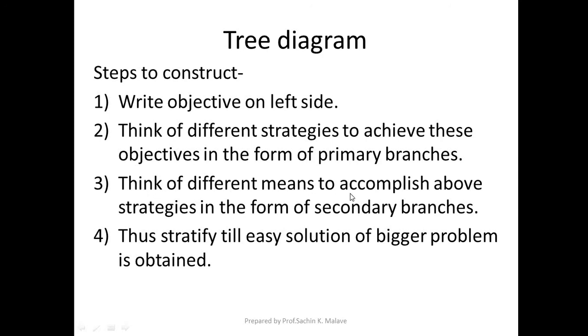Then think of the different means to accomplish the above strategies. Once strategies are decided, how we are going to accomplish these strategies should be written in the form of secondary branches. So we have written the secondary branches, isn't it? All secondary branches are written. You go on doing this, and stratify till an easy solution of the bigger problem is obtained. You continue in this manner till you get the solution of the bigger problem. Okay.